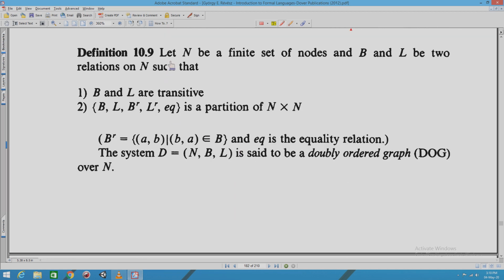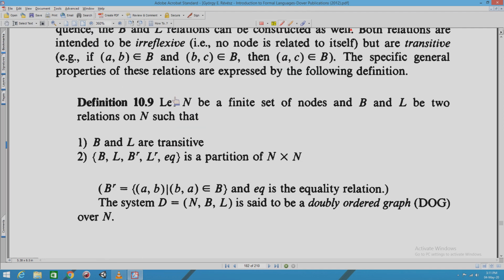Now let's move on to this definition. It says let N be a finite set of nodes, right? When you are drawing a tree or a graph, you have nodes. So N is the set of those nodes, and B and L be two relations on N. B and L relations we have already studied. These are the relations on N such that B and L are transitive.